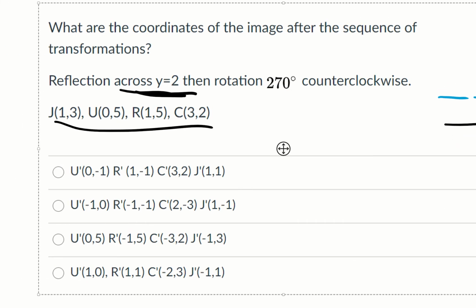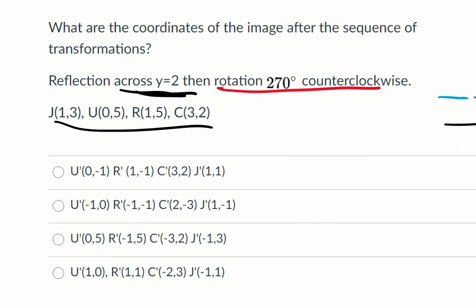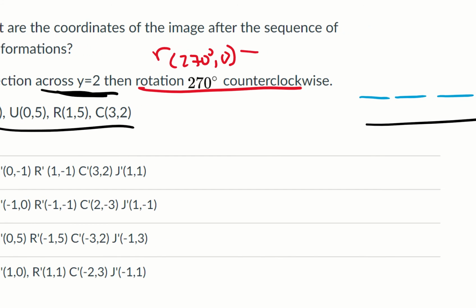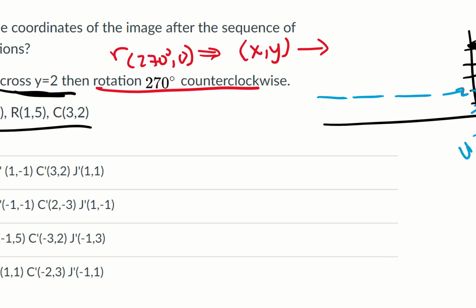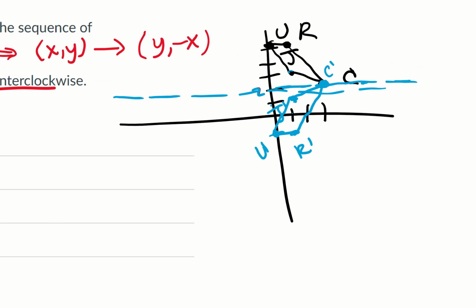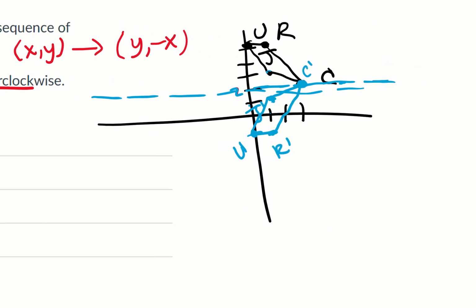Now we want to do a rotation 270 degrees counterclockwise. So remember the rule for 270 counterclockwise, and I'll go ahead and write down the rule here, is that (x, y) transforms to (y, -x). Okay, so it's going to be y, negative x. Which means that we're going to be transforming these coordinates.